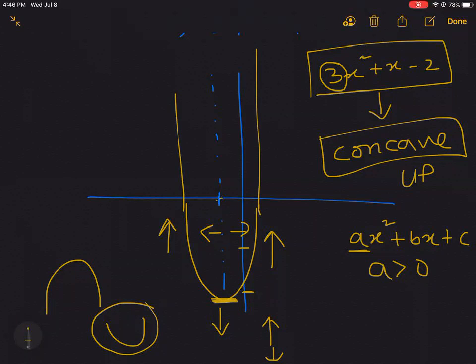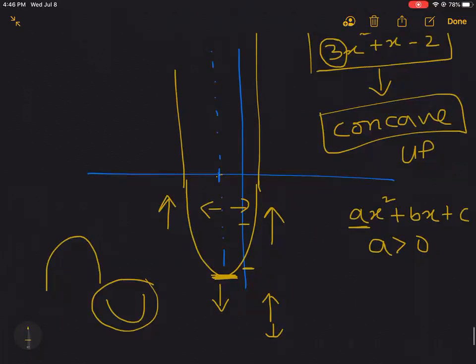So definitely the range will be negative 25 over, oh sorry, yeah, I think it should be negative 25 over 12 to infinity. Yeah, that should be the right answer. Very good, very good. Can you see that?